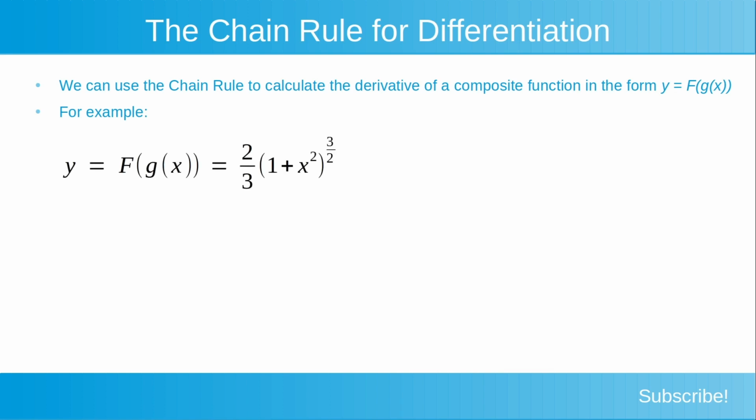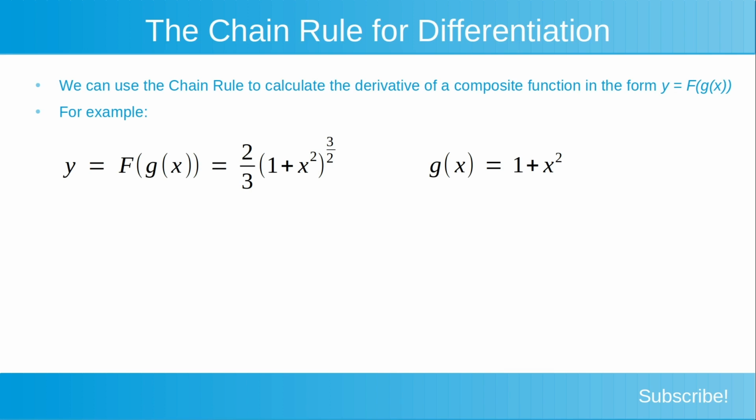For example, here we have a composite function y is equal to capital F of g of x, which is equal to 2 over 3 multiplied by (1 plus x squared) raised to the power of 3 over 2. When we look at our composite function, a component of it is the function g of x, which is equal to 1 plus x squared. This function g of x is taking as its input the value x, and it's outputting a value equal to 1 plus x squared.